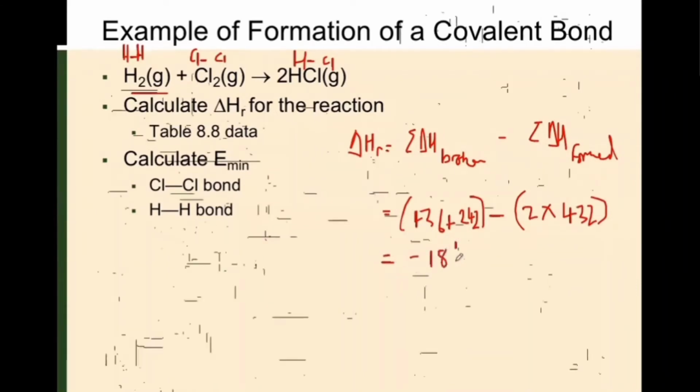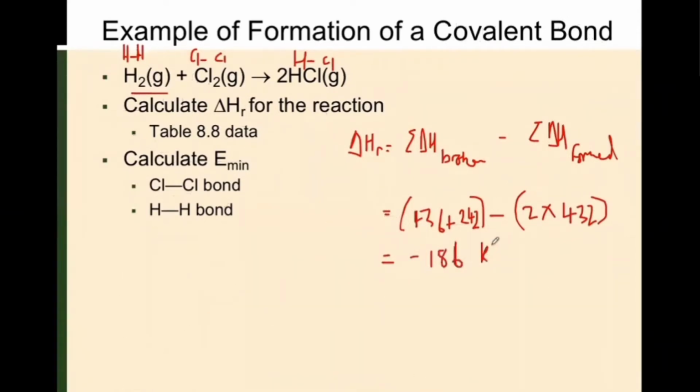kilojoules per mole. So this is a negative value, which means it's exothermic, which means that this is a process which is likely to proceed. We'll discuss more about that in Gen Chem 2, but for now, because of the negative sign, we assume that this is going to proceed.